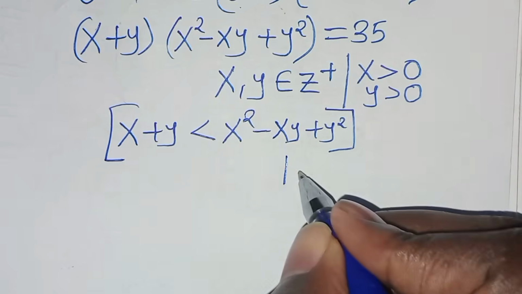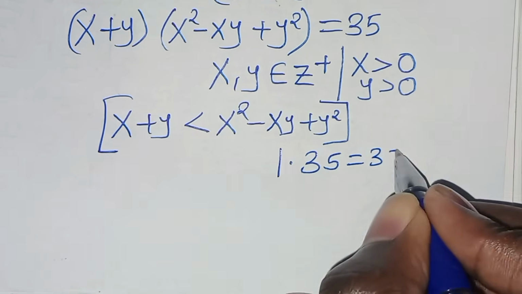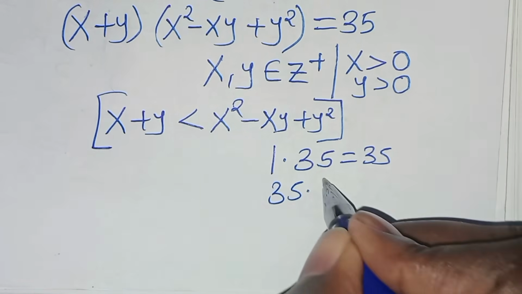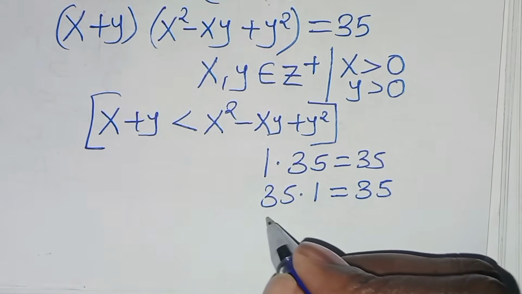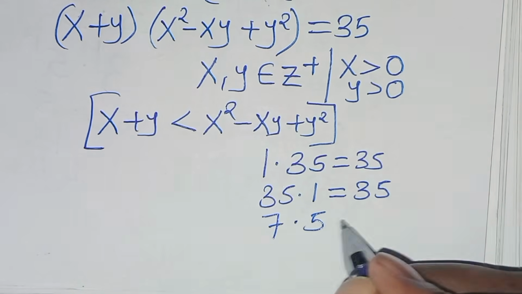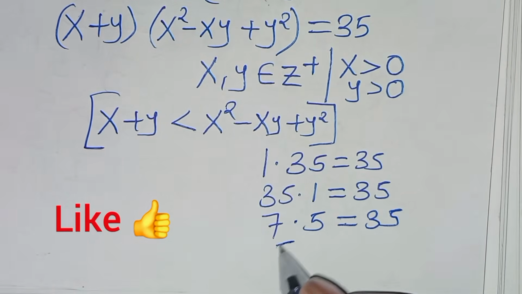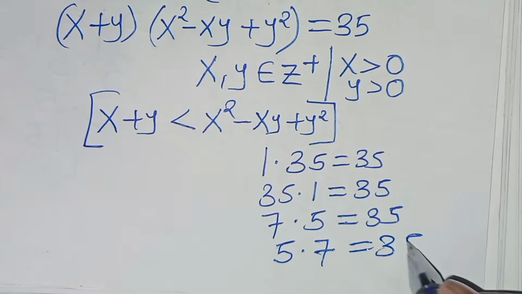Now, from here, let's get the prime factors of 35. That is to mean that we can say 1 times 35. This is equal to 35. We have 35 times 1. This is equal to 35. We have 7 times 5. This is equal to 35. And also we have 5 times 7. This is equal to 35.